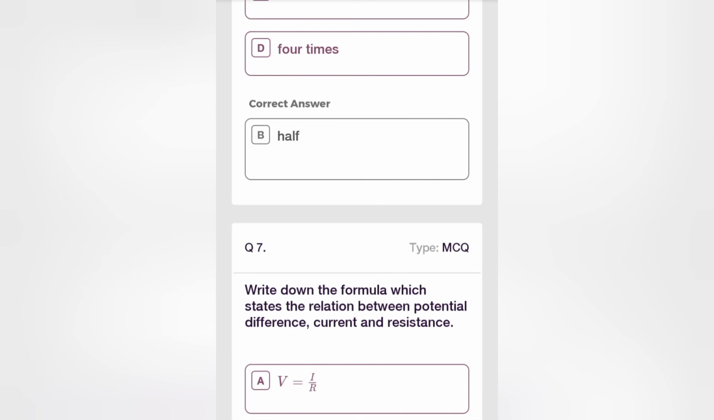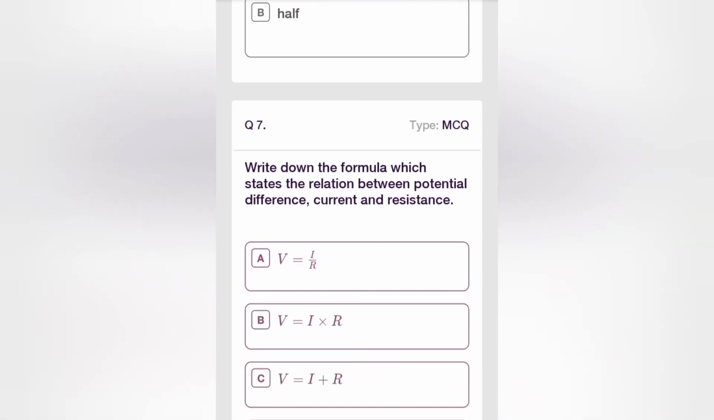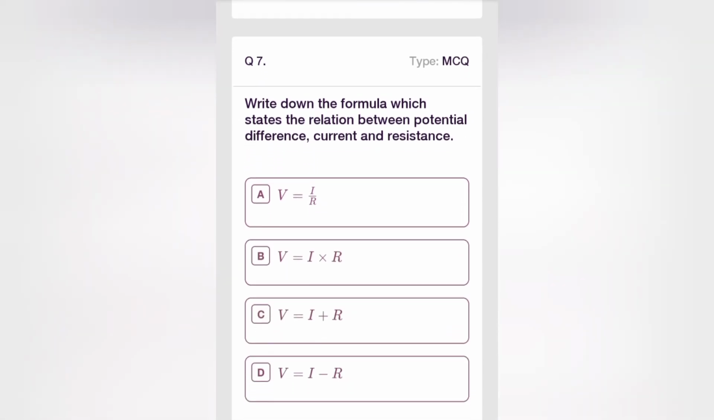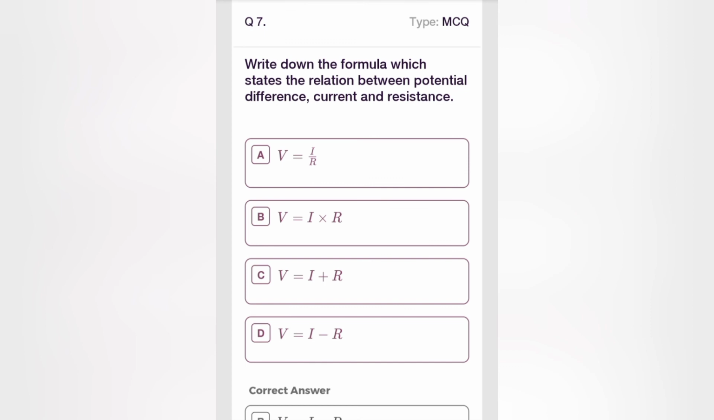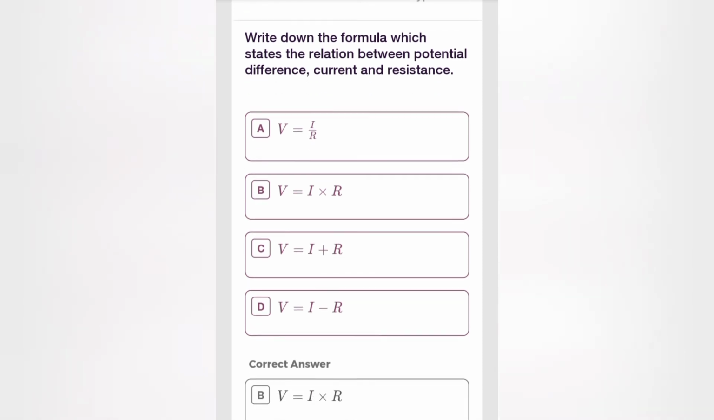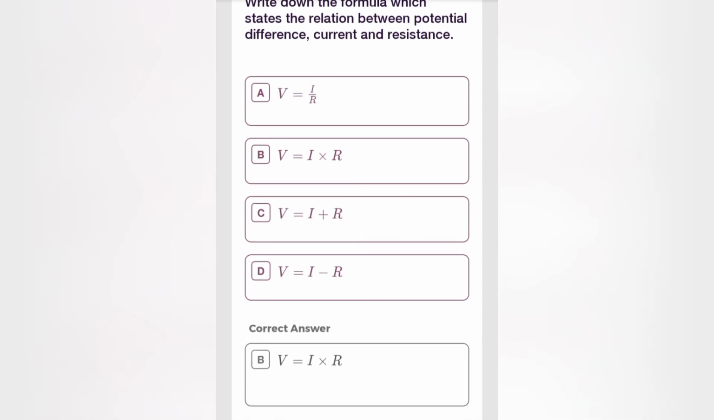Seventh question. Write down the formula which states the relation between potential difference, current and resistance. So we know V is equal to I into R according to Ohm's law. Therefore the correct answer would be option B. Option B is V is equal to I into R. A is V is equal to I by R, wrong. V is equal to I plus R, wrong. V is equal to I minus R is wrong. So the correct answer will be option B.